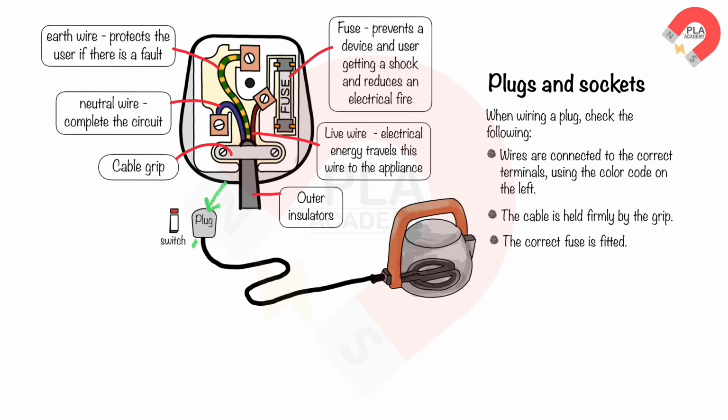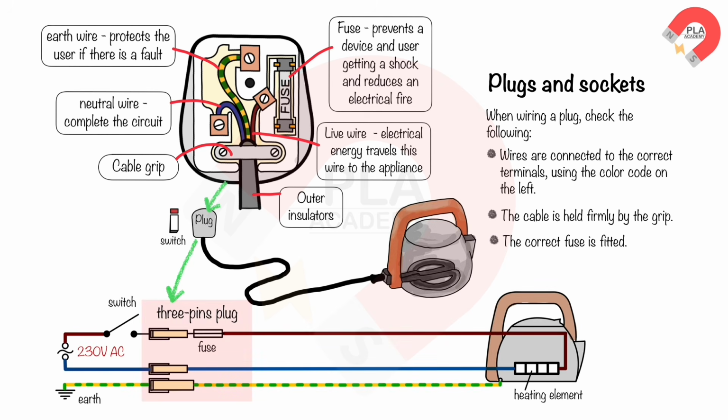In the figure, a kettle is plugged into a mains socket. It is connected to a mains circuit. Then the electrical energy comes from a generator in a power station to the kettle. In the figure, you see that the earth wire is connected to the metal casing of the appliance. A fuse is placed in the live wire. A switch is placed in the live wire.